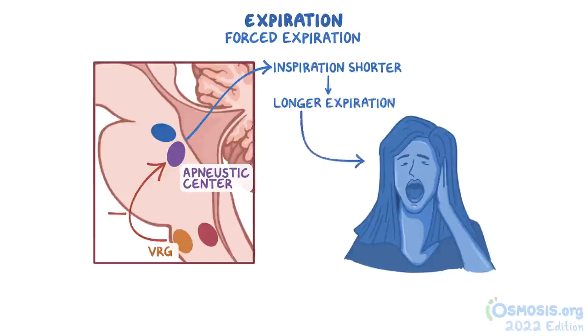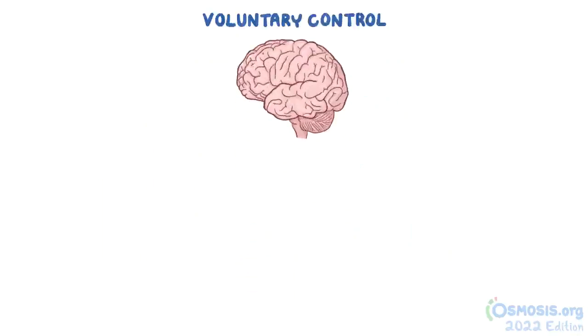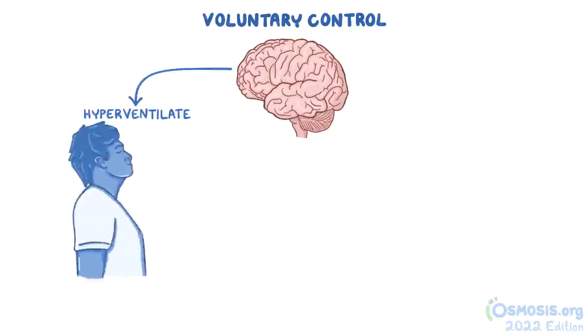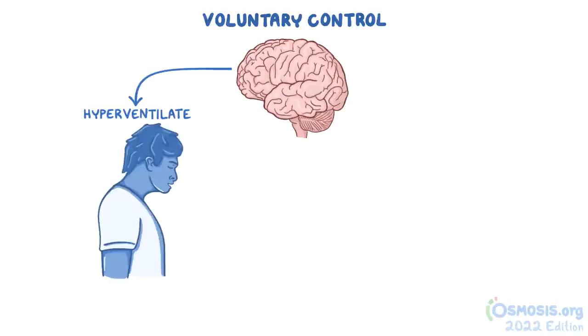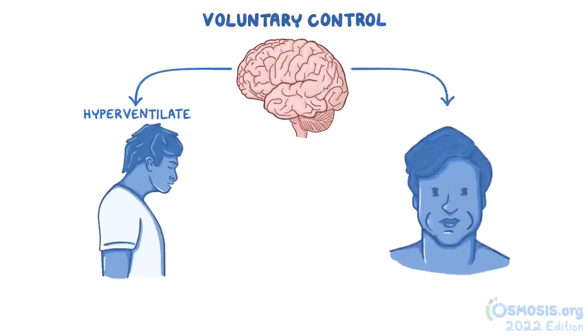Finally, all phases of the breathing cycle can be voluntarily controlled through commands from the cerebral cortex. For instance, a person can choose to hyperventilate, which means that the breathing frequency and volume will be increased, or hold their breath and thus hypoventilate.